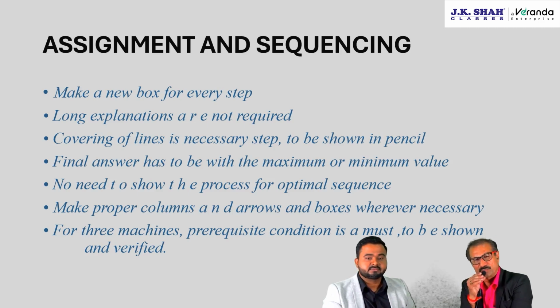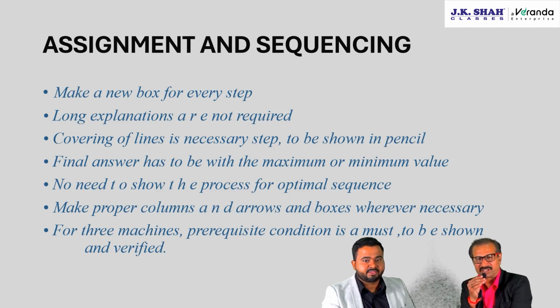No need to show the process for the optimal sequence. Just write the proper sequence. As I said, if there are two sequences, then you have to write both. If you write only one, then you may lose marks. And then make proper columns, arrows and boxes wherever necessary.